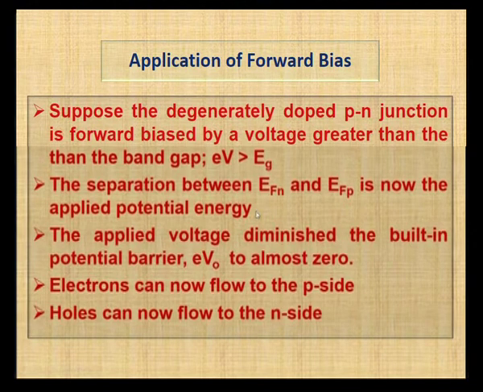In forward bias, the separation between EFn, the n type Fermi level, and the p type Fermi level is now the applied voltage, that is EFn minus EFp equals eV. The applied voltage diminishes the built-in potential barrier to almost 0. So conduction takes place: the electrons can now flow to the p side and holes now flow to the n side.